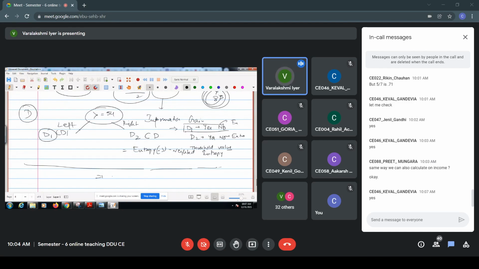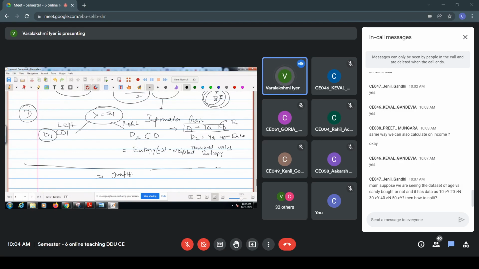After this, let us start with overfitting in case of decision tree learning.